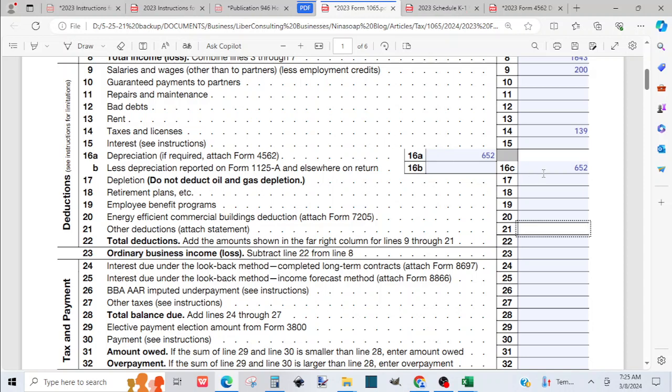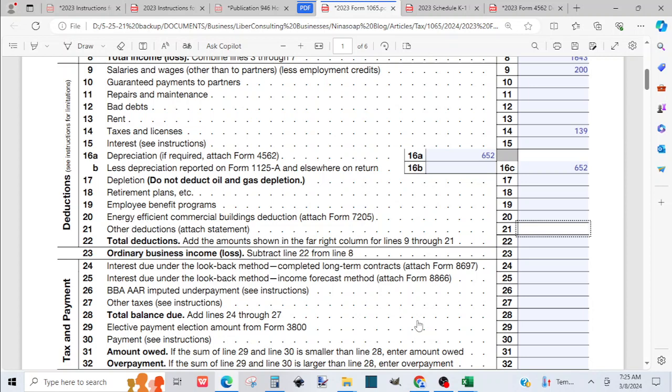So now that we have the depreciation down, let's move to the next: depletion, retirement plan. If you have it, then you will complete it. Otherwise, you will continue. Employee benefit program, energy efficient, other deduction.